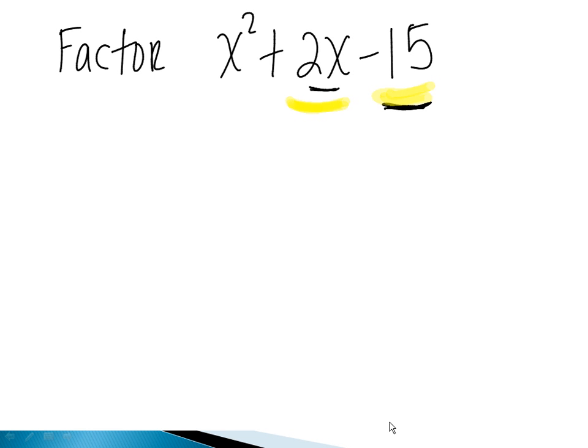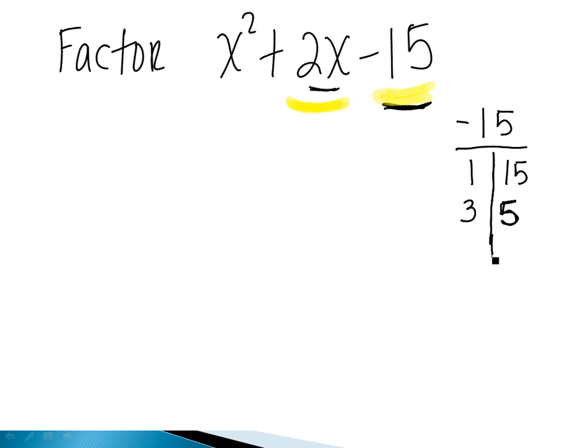It's best to go ahead and write out all the factors of negative 15. Of course, we know that one of these numbers needs to be negative and one needs to be positive, but we're not going to worry about that right now. Let's just write the factors of 15. We have 1 and 15. We have 3 and 5. And that's it.